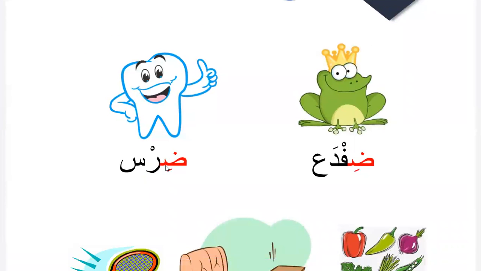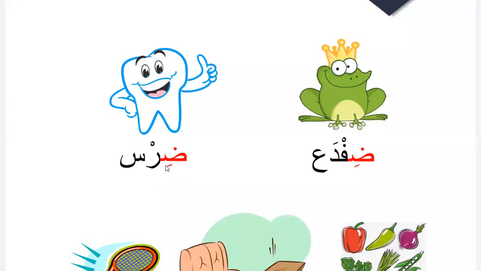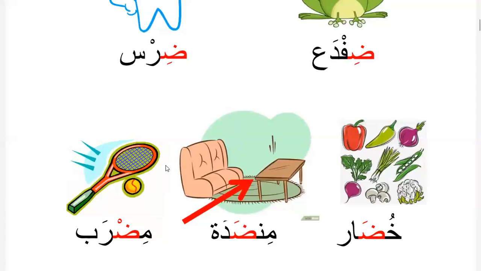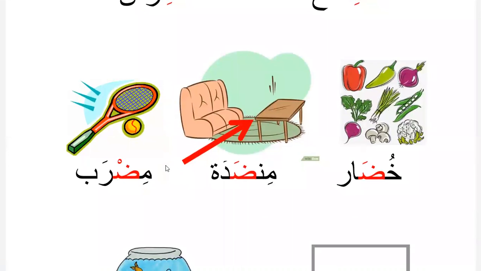Latifa. This is the frog. There's tooth, okay? But it means molar tooth. No problem. We have different types of teeth. Khudar means vegetables, okay. Minzada means the table? Yes. Mizrab, badminton or tennis? Racket. Mizrab means racket.